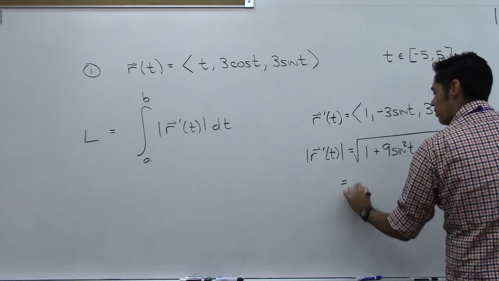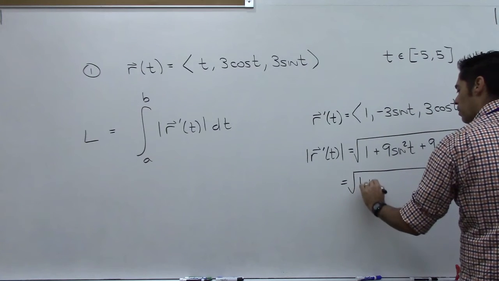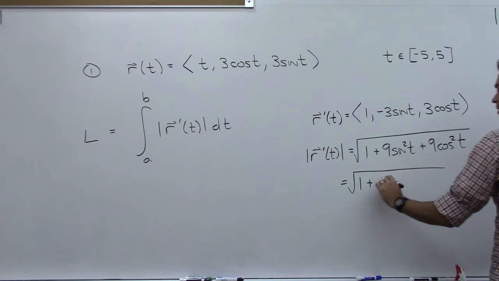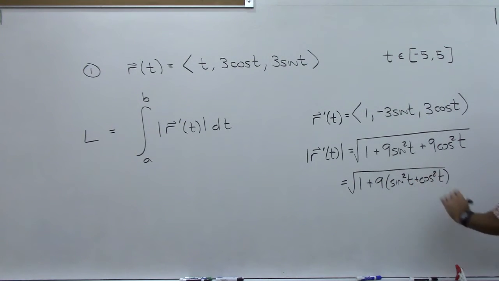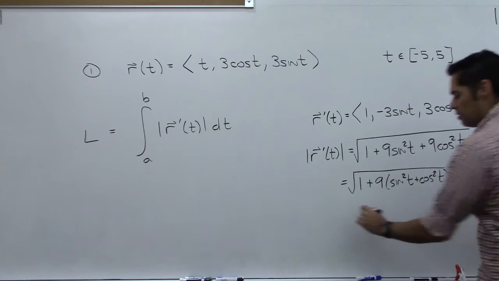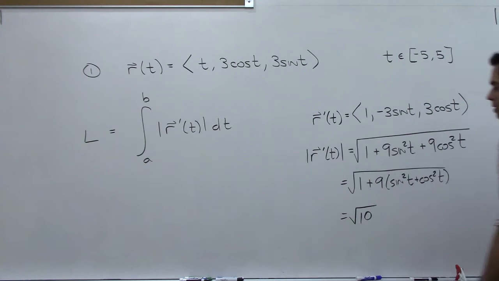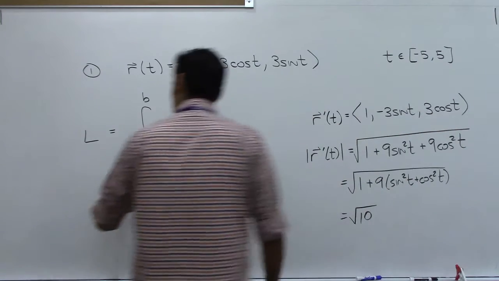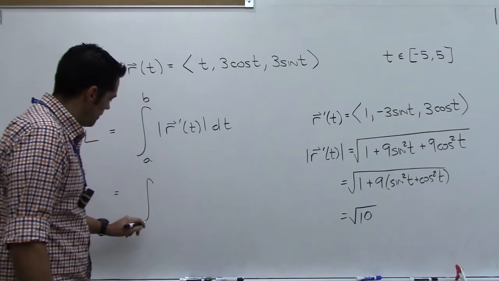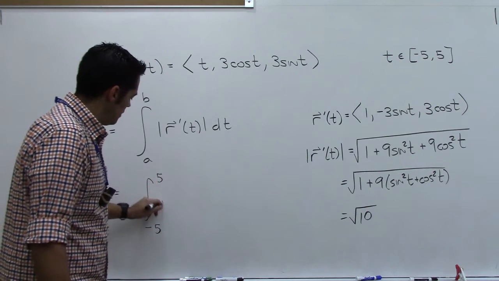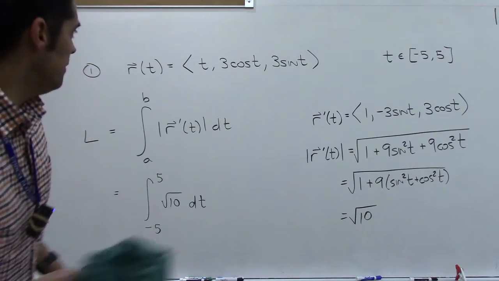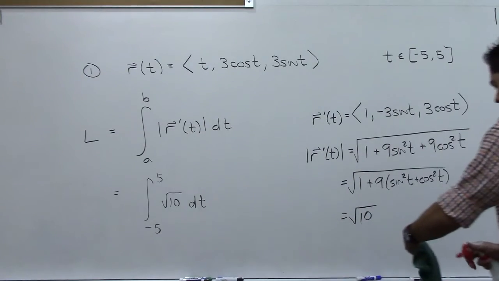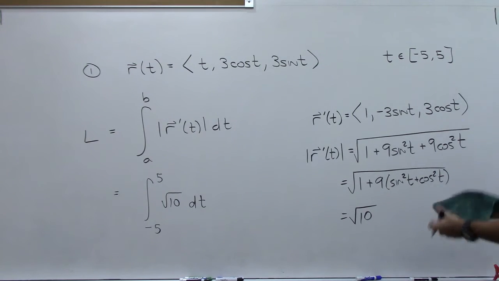And then this is equal to the square root of 1 plus, let's see, we can factor 9 out of both of these, 9. I'm left with sine squared t plus cosine squared t, which of course is just 1. So this is just 9 times 1, it's 9, plus 1, that's 10. So root 10. That's the magnitude of the derivative. So I just come over here now, I'm going to integrate -5 to 5, square root of 10 dt. That's about as straightforward as it's ever going to get. So let me go ahead and do that work now.